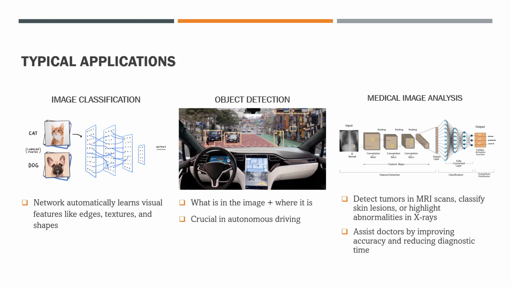A third important application of CNNs is medical imaging. CNNs are widely used to analyze X-rays, MRIs, and CT scans to spot abnormalities, for example, detecting tumors or identifying lung infections. They help medical personnel increase accuracy, reduce interpretation time, and thus support early diagnosis.